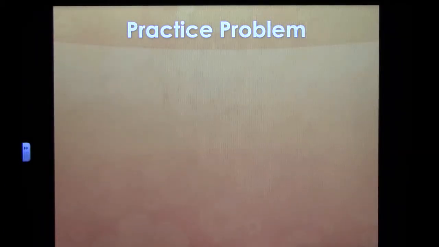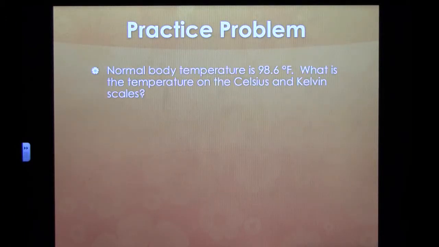Let's try a few problems. Normal body temperature is 98.6 degrees Fahrenheit. What is the temperature on the Celsius and Kelvin scales? So notice, our starting temperature is in degrees Fahrenheit, and we'd like to convert it to Celsius and Kelvin. So we'll start with converting that temperature to degrees Celsius.